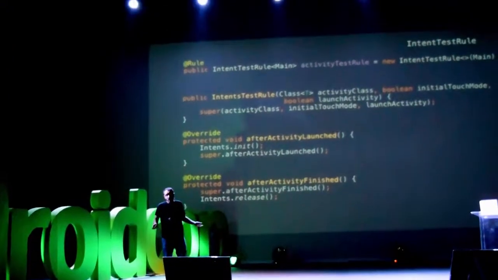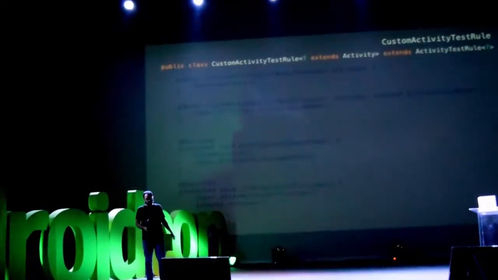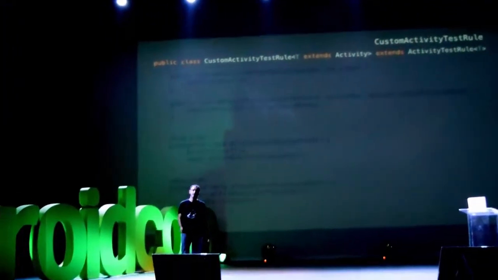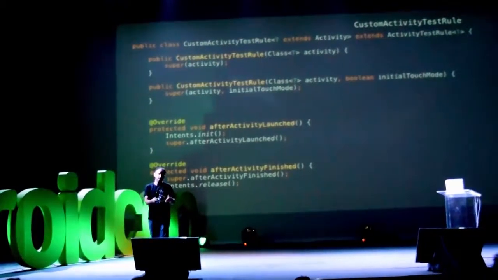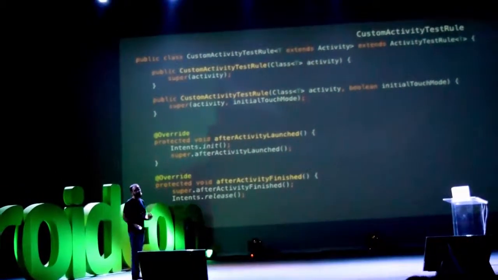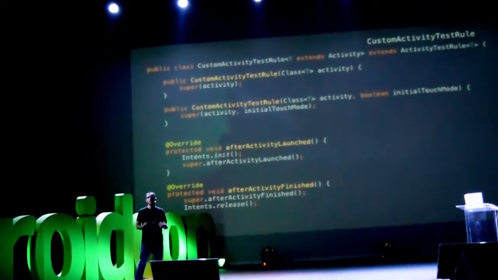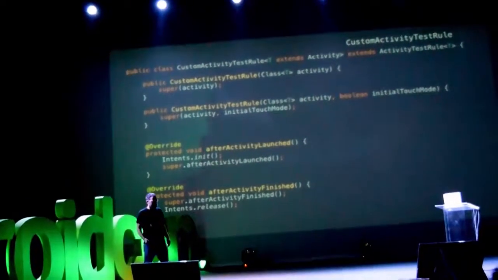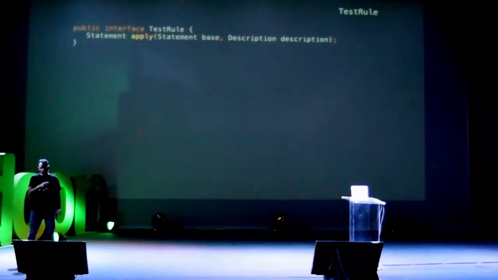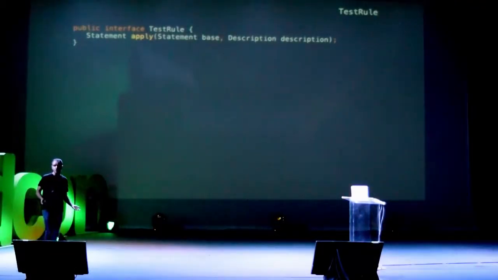So one of the tricks, a silly trick of course, is trying to do a custom activity test rule, extending from the activity rule, and implementing the initialization of the intents or the releasing of the intents in one class. So if I want to provide a solution for my team, for example, I don't want to select different activities. Okay, but what is a test rule, right?